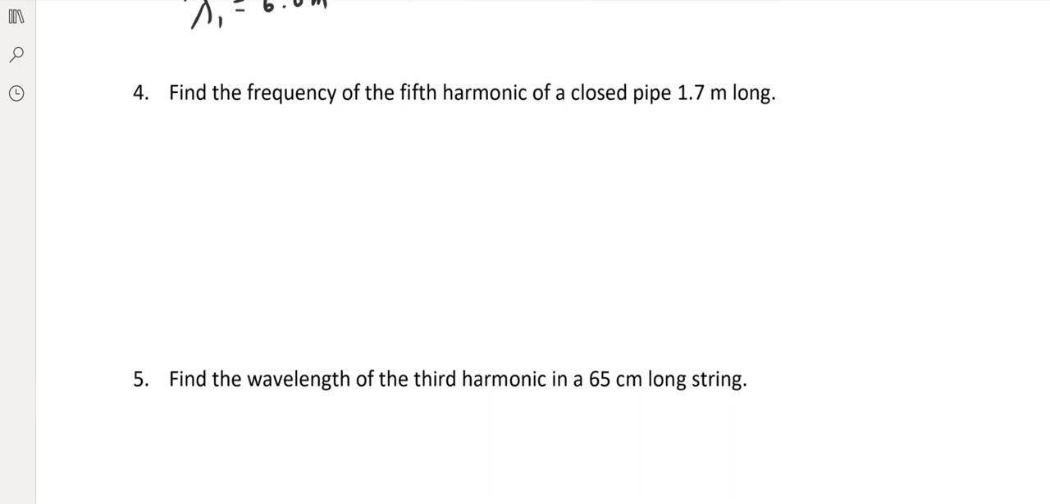In number 4, we're going to find the frequency of the fifth harmonic of a closed pipe. Okay, so we have a closed pipe, still the same length pipe. It's open at one end, closed at the other. And the fifth harmonic looks like this. Each full segment is half a wavelength. So this is a half, a second half, and then half of a half, which is a quarter.